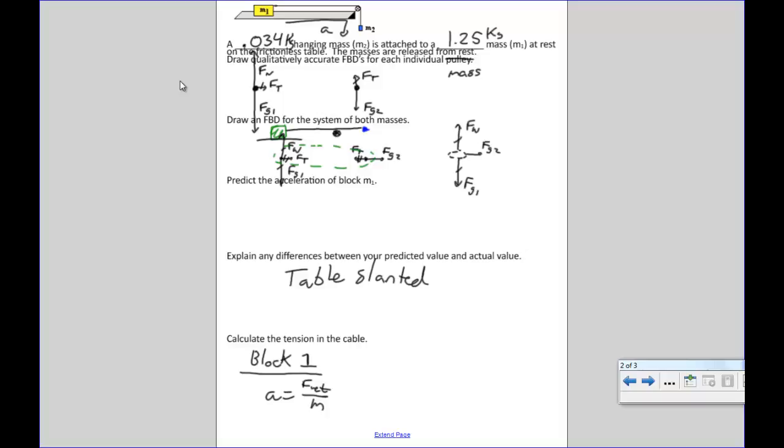0.26 meters per second squared for the acceleration. The force of tension is the net force. I got 0.325 for block 1. I have 0.23 kilograms. Let's see. So if I'm just using block 1, 0.26 times 1.25. I got 0.325 or 0.33 newtons, depending on how we round it.